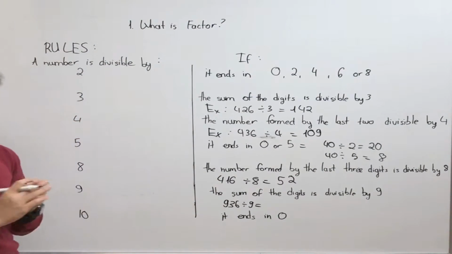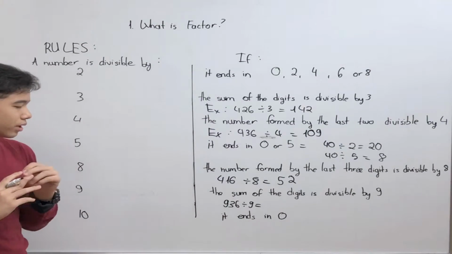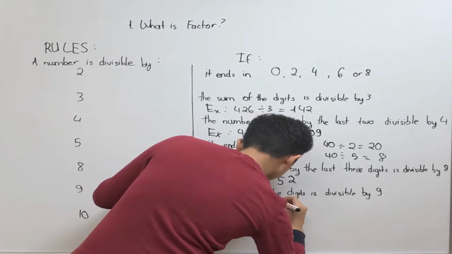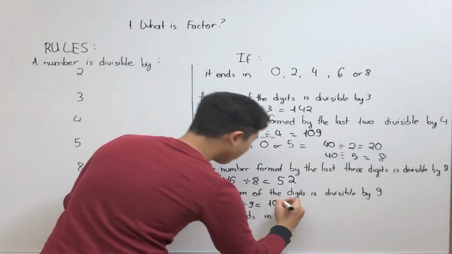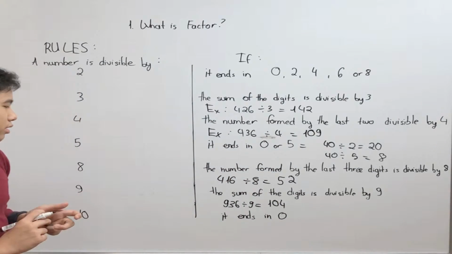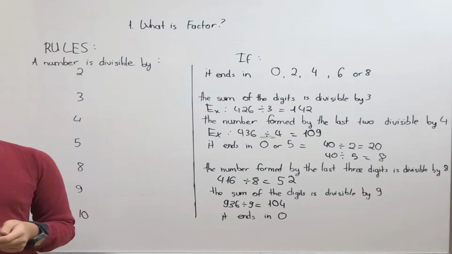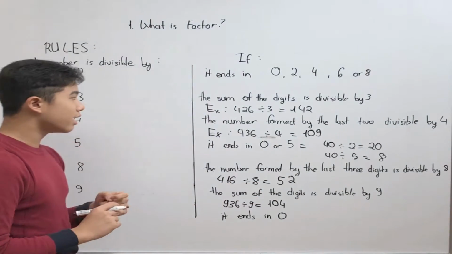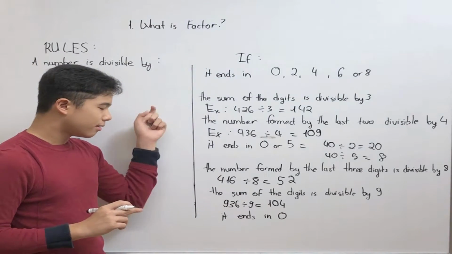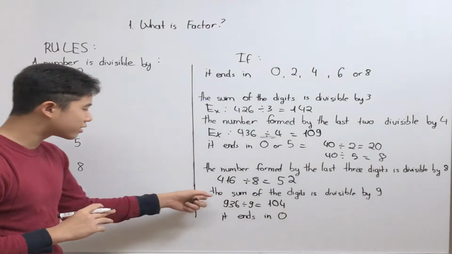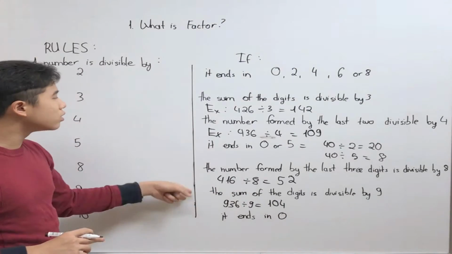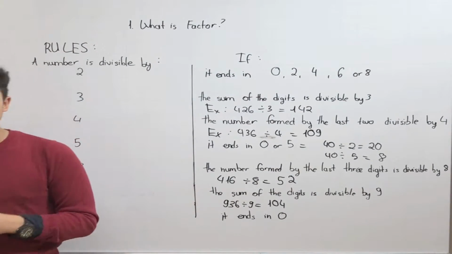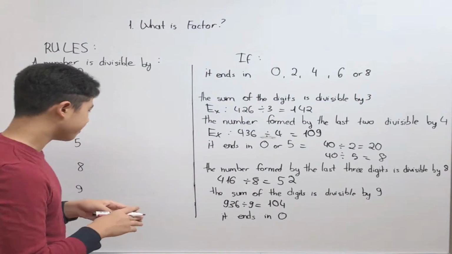So 936 divided by 9. 936 is divisible by 9. Let's calculate. The answer is 104. And you might notice that 9 is a multiple of 3, so any number that is divisible by 9 is also divisible by 3. Did you get it? Any number that is divisible by 9 is also divisible by 3.